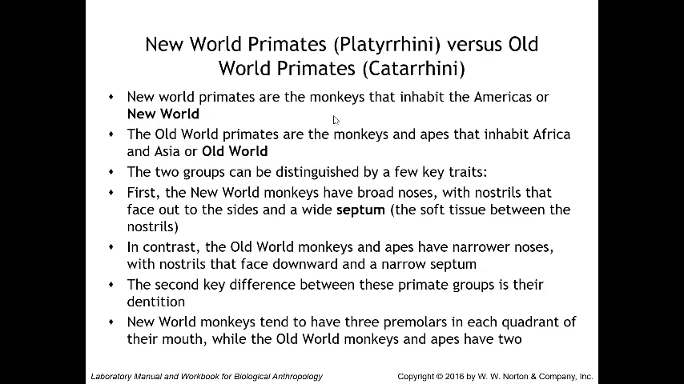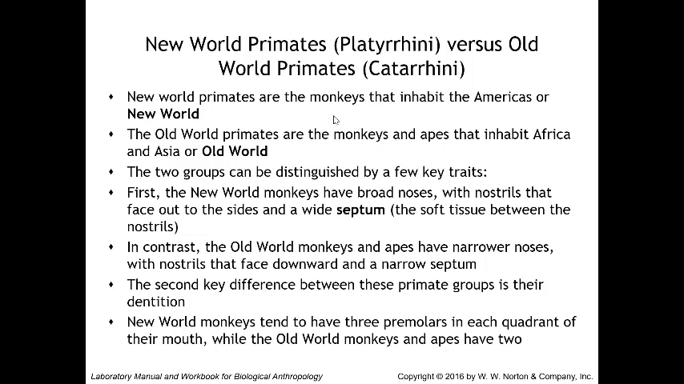The anthropoids can be subdivided into the New World primates and the Old World primates, your platyrrhines and your catarrhines. New World primates are the monkeys that inhabit the Americas, or the quote-unquote New World, whereas the Old World primates are the monkeys and apes that inhabit Africa and Asia, or the quote-unquote Old World. So New World monkeys only in the New World, right? In the Old World, you've got monkeys and apes, right? So your catarrhini will include our apes as well.